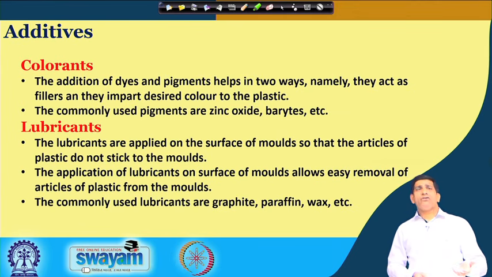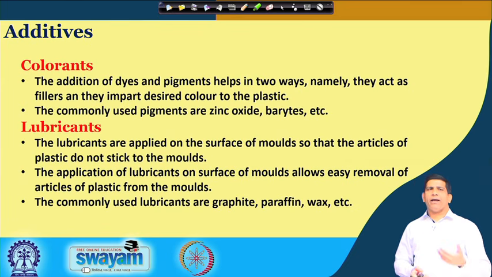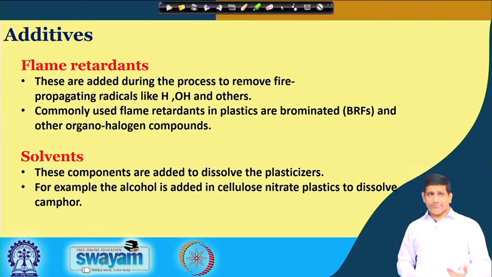So we use molds, and the lubricants are applied to the surface of the mold so that the articles of plastic do not stick to it. Lubricants on the surface of molds allow easy removal of the plastic from the mold. The common lubricants that we use are graphite, paraffin, wax, etc.